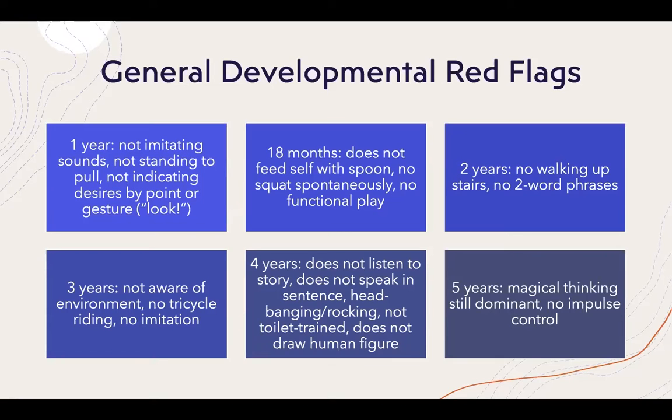At 5 years, if magical thinking is still dominant, that might be a concern too. Like if you have a child who doesn't seem to be very in touch with reality, and a 5-year-old with no impulse control. That's the kiddo who may be darting across the street when they see something on the other side of the road. Of course, there are safety issues with that, or a child who's grabbing things off the shelves at the grocery store to the point of not being able to go to the grocery store. So there's a lot that goes along with that.